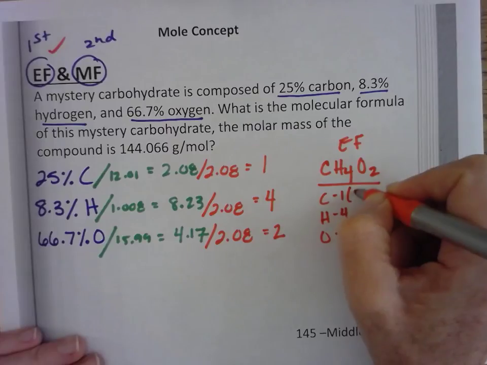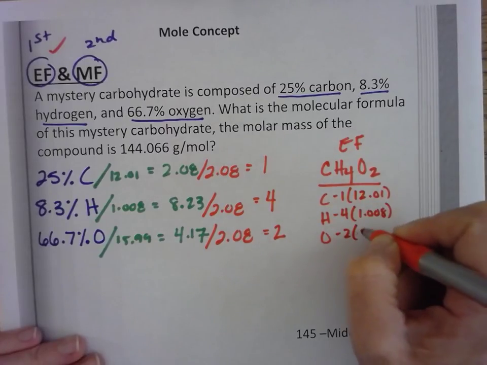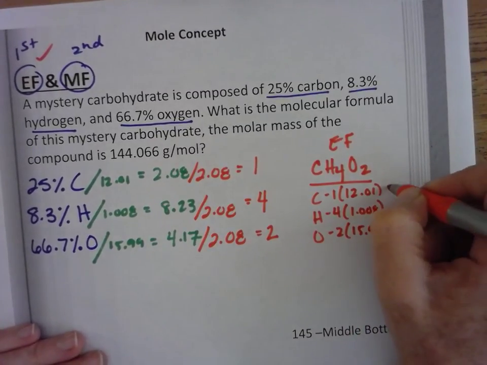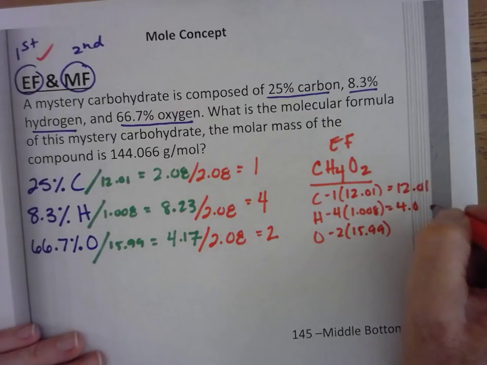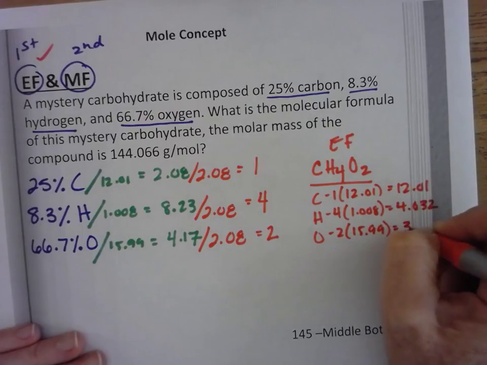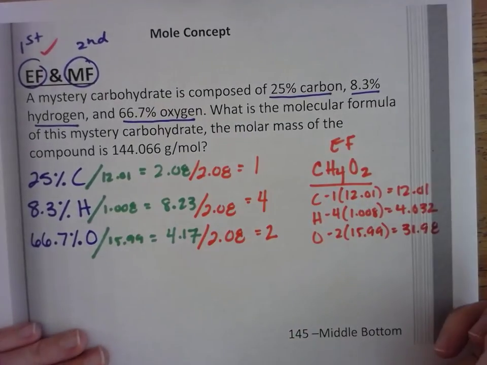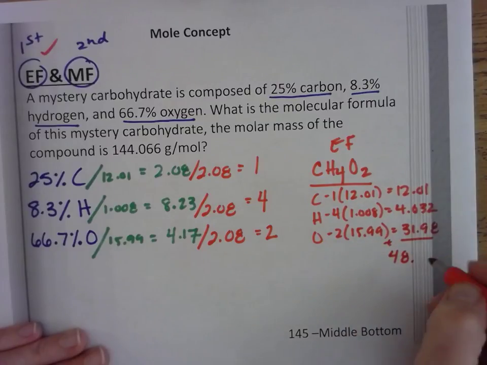Multiply them times their atomic masses. I can do this one in my head. This is 32, I believe. Yep. Right. And the final step for that is adding. And I got 48.022, and that's grams per 1 mole.